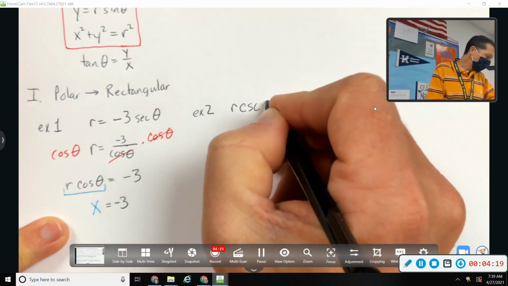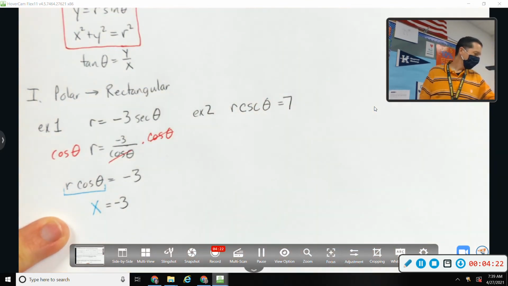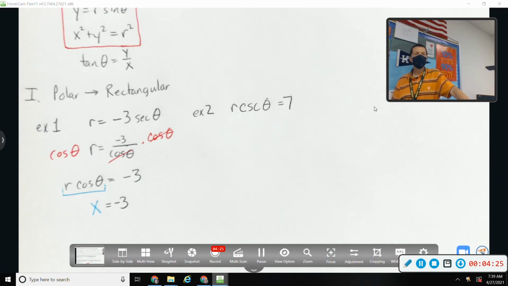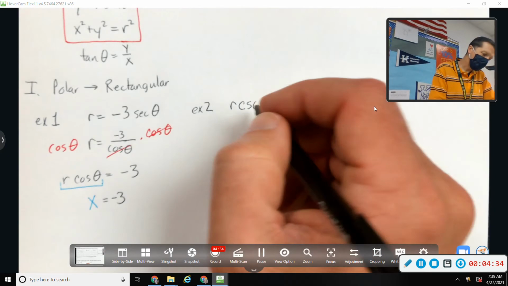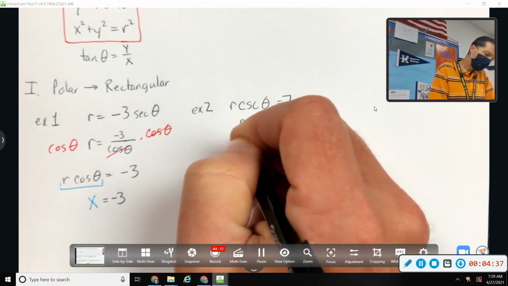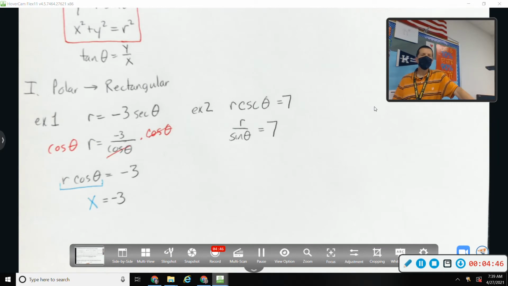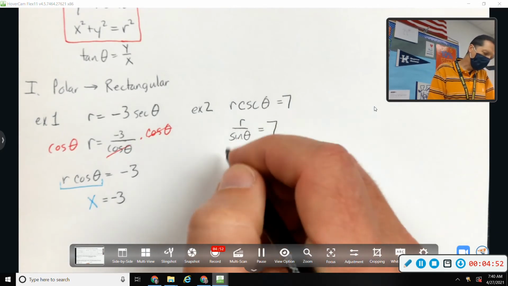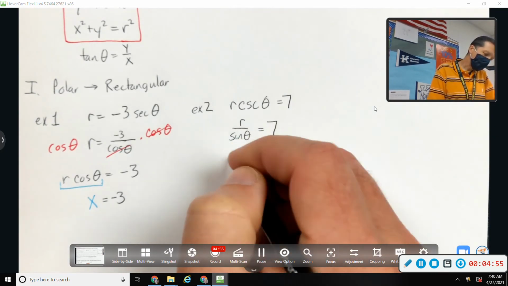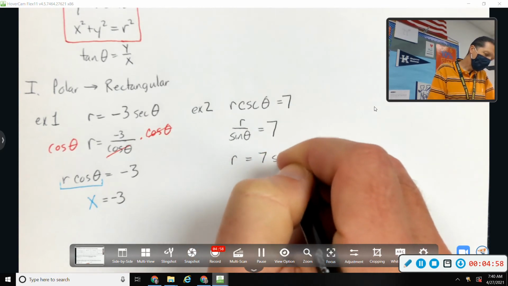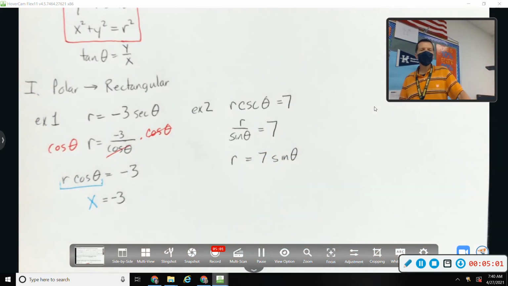Let's see, r cosecant theta equals 7. Well, that's not one of my options either. Then there's definitely no cosecants involved, so let's change cosecant to 1 over sine. Well, that's not really helpful either. So this one takes a little extra foresight. Let's move the sine theta over. So r equals 7 sine theta.